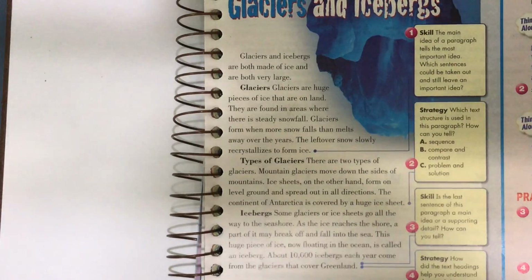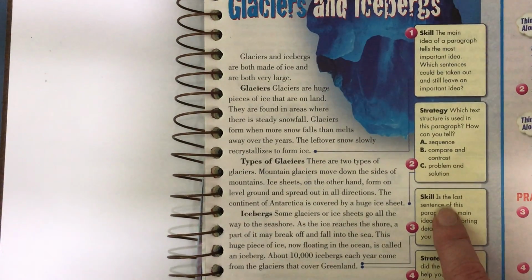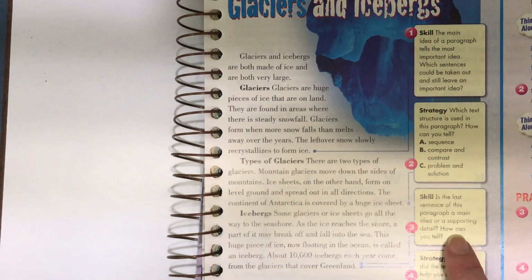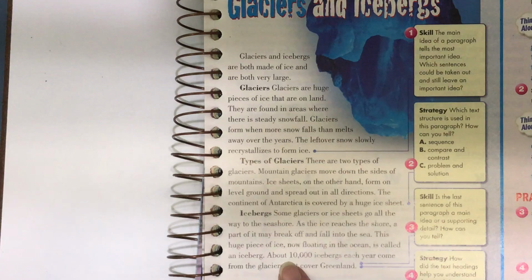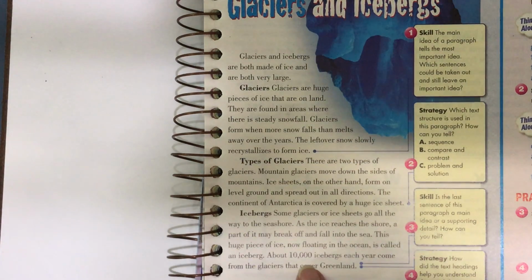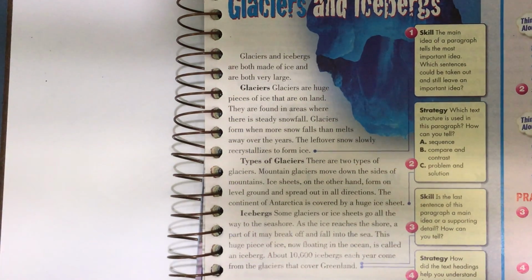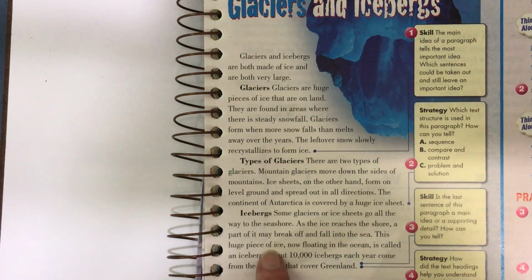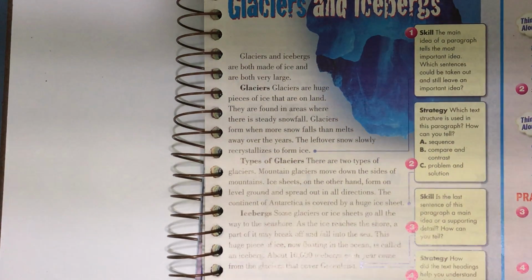So our question here is the last sentence of this paragraph a main idea or a supporting detail? How do you know? The last sentence says, about 10,000 icebergs each year come from the glaciers that cover Greenland. Well, that is a supporting detail, because the main idea is what is an iceberg. Okay, it's a large piece of ice floating in the ocean is what an iceberg is.